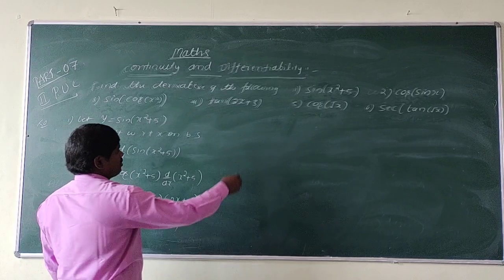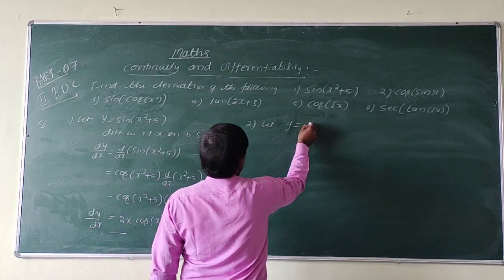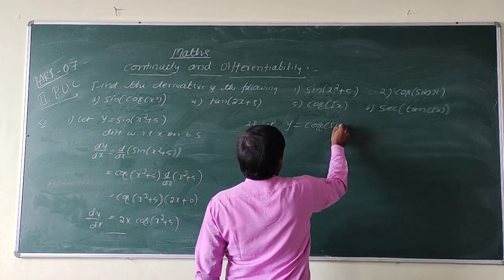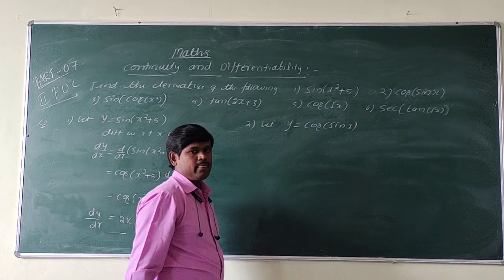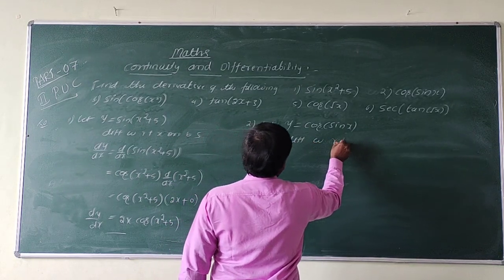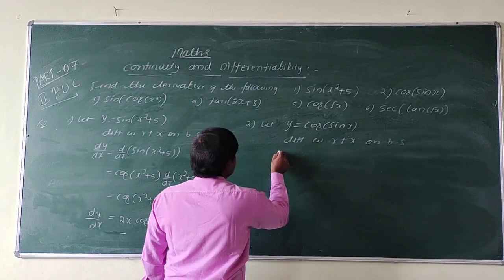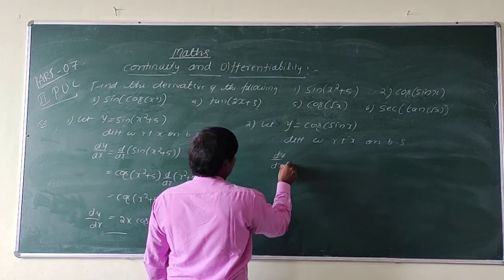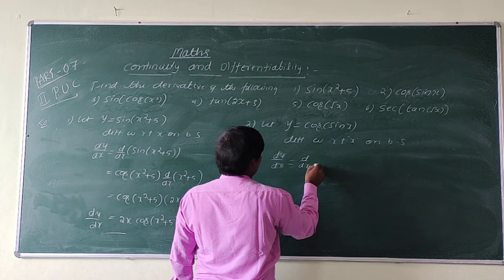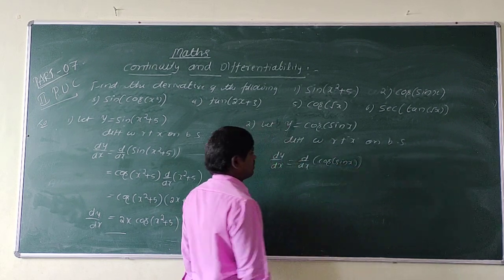Then the second question. Let y is equal to cos of sin x. Differentiate with respect to x on both sides. Then we get dy by dx is equal to d by dx of cos of sin x. Is it clear?